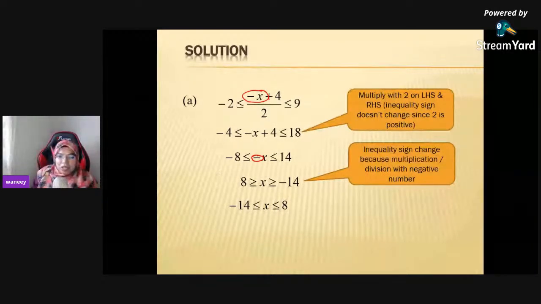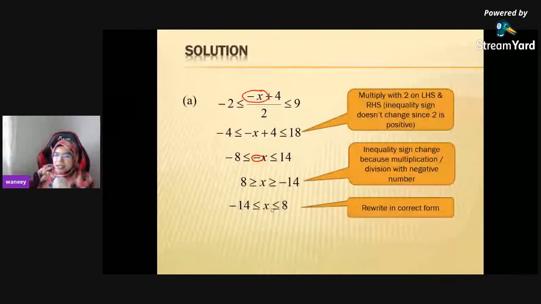Okay, so this one, do make sure to flip the inequality sign because you are multiplying with some negative number. However, rewrite them in the correct form because the smaller number should be on the left hand side, the bigger number should be on the right hand side. So do make sure to rewrite them. Okay, so rewrite in the correct form.